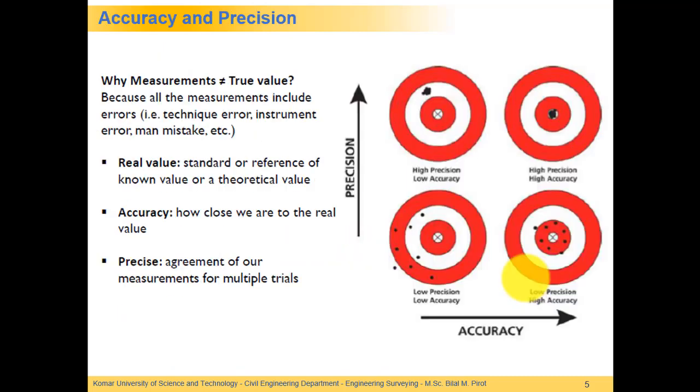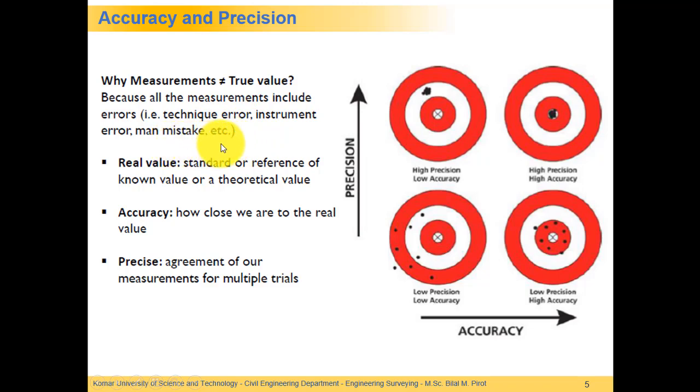We have two important terms in errors and corrections. The terms are accuracy and precision. Now we will differentiate between these two terms. Why are measurements not equal to the true value? Because all the measurements include errors, and errors may be a technical error or instrumental error, or it may be a man-made mistake, or it may be a personal mistake.